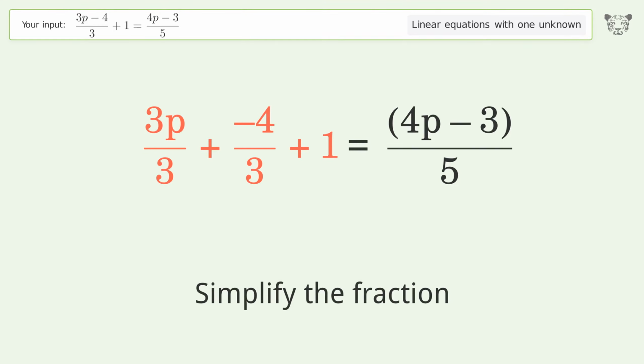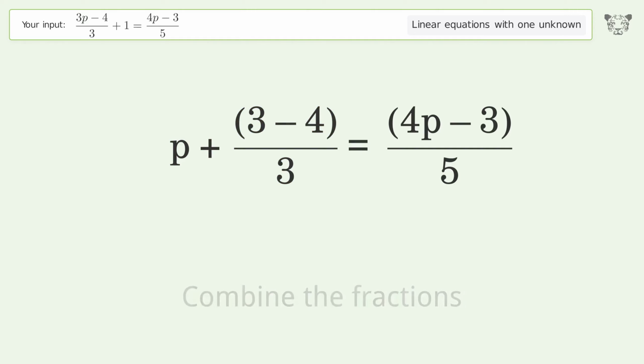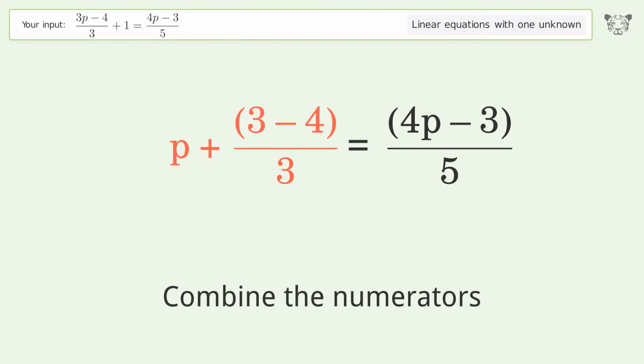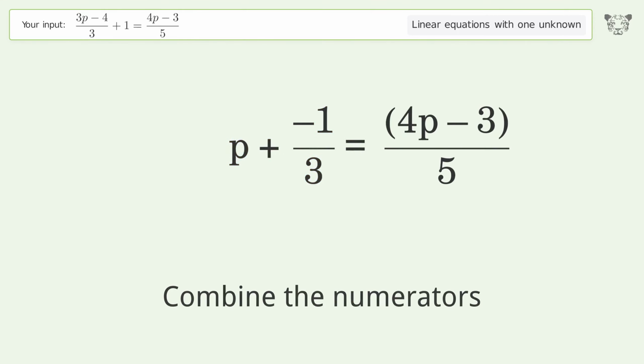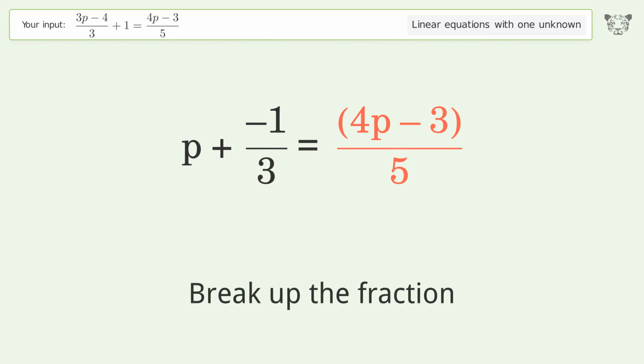Simplify the fraction. Group like terms. Convert the integer into a fraction. Combine the fractions. Combine the numerators. Break up the fraction.